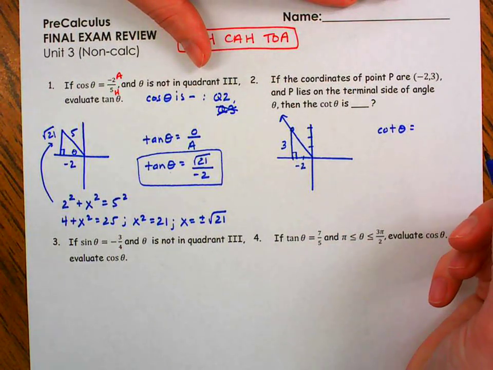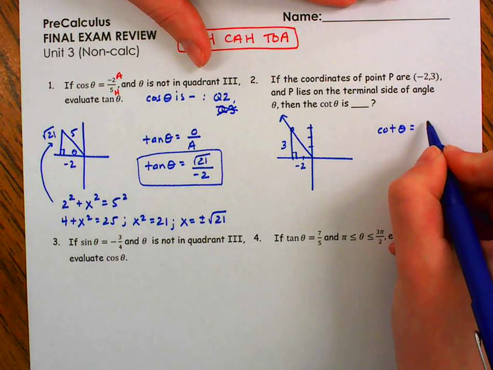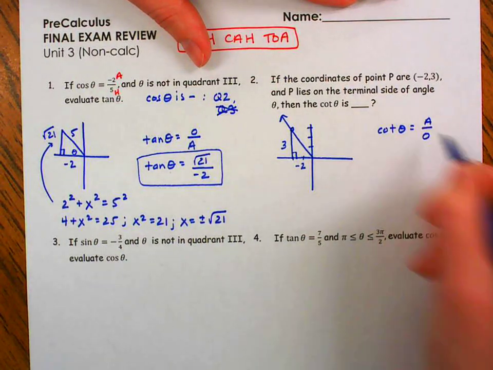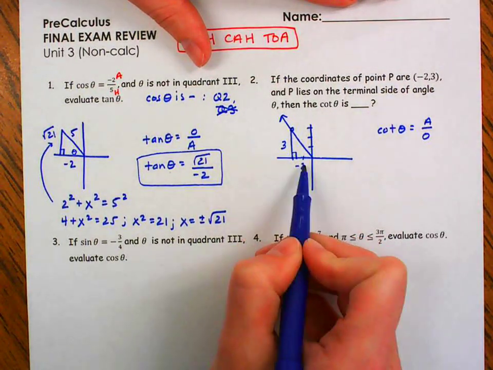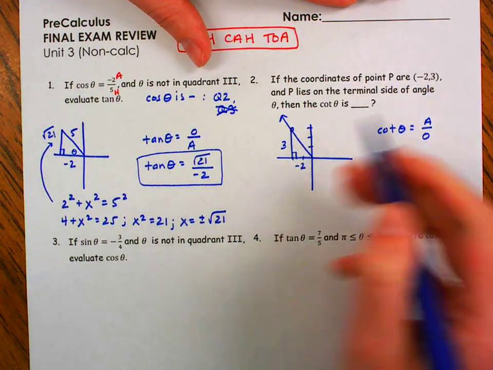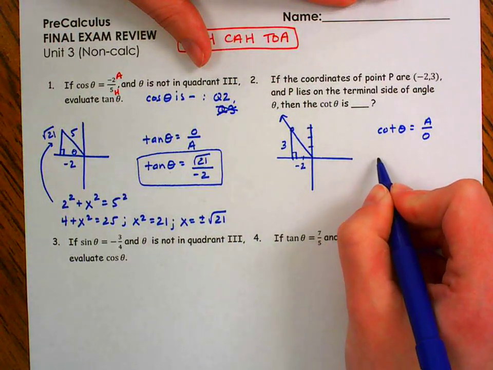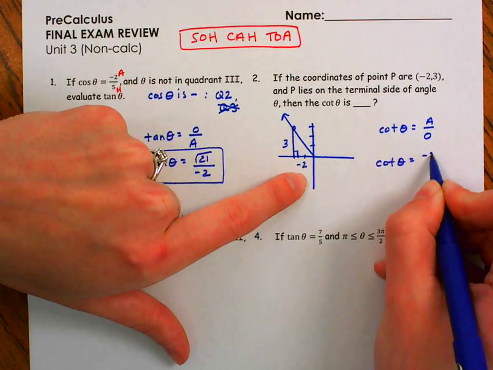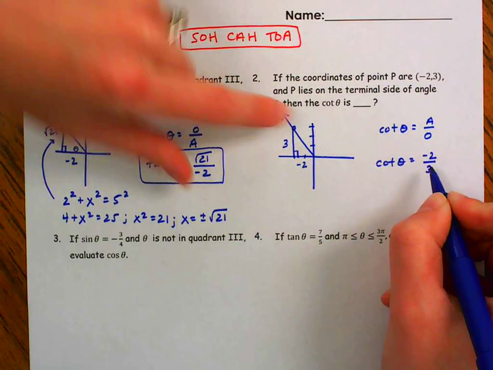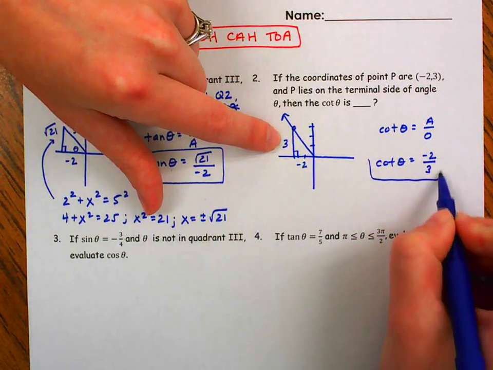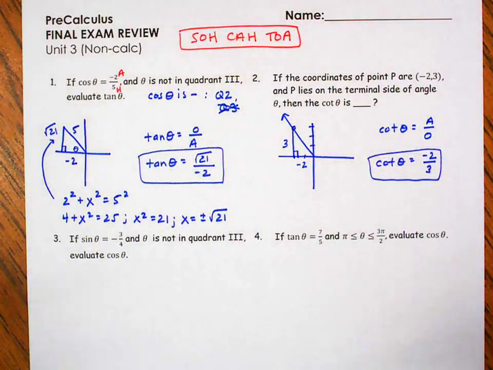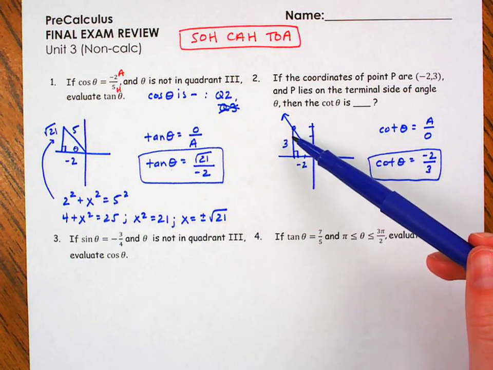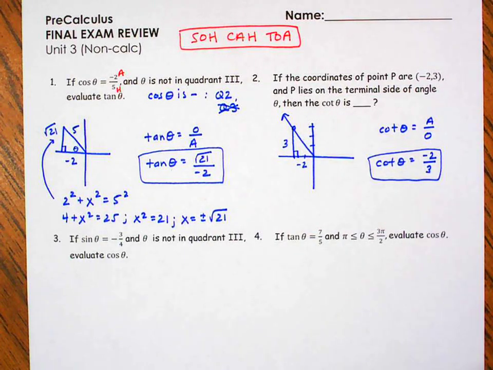Cotangent's the reciprocal of tangent, so tangent is O over A. That means cotangent is A over O. Well, wait a minute. We already have the adjacent side and O, so I don't actually have to use the Pythagorean theorem to solve. So cotangent of theta is going to be the adjacent side over the opposite side. Let's think about this sign. Tangent and cotangent are negative in the second quadrant, so our answer makes sense that it's negative.